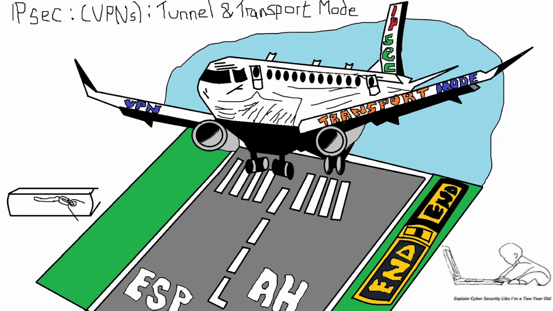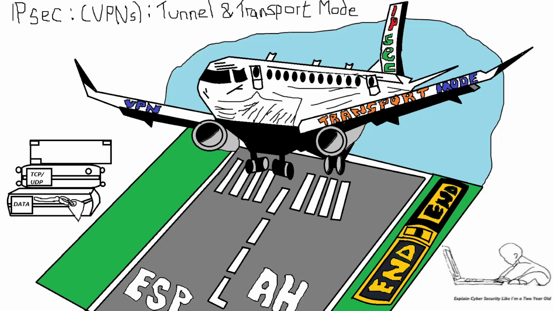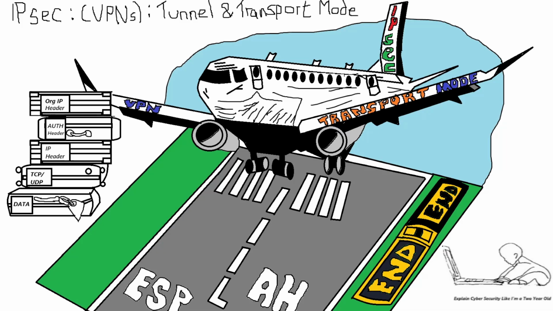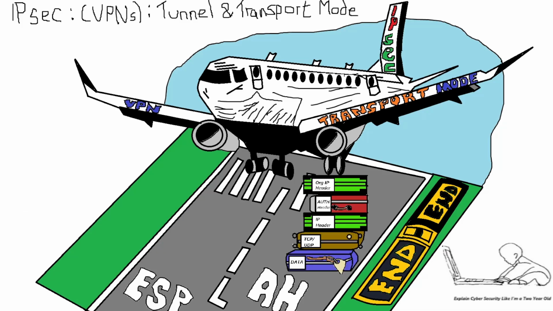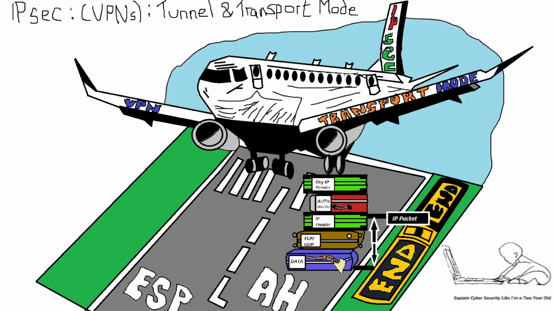So let's look at how the authentication header looks in transport mode. Well, firstly, we have the original IP packet, which is the data, the TCP UDP, and the IP header combined. Then appended is the authentication header. But here is the catch. The IP header is then the original IP header, which is reappended to the top of the packet, as opposed to a new IP header, which was the case in tunnel mode. Okay, so that's the authentication header.